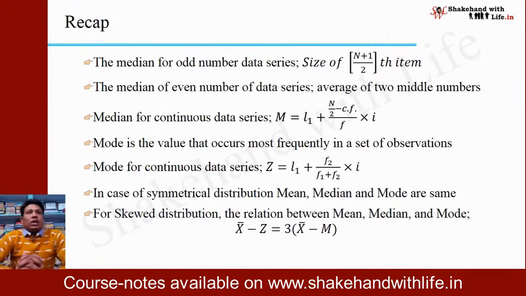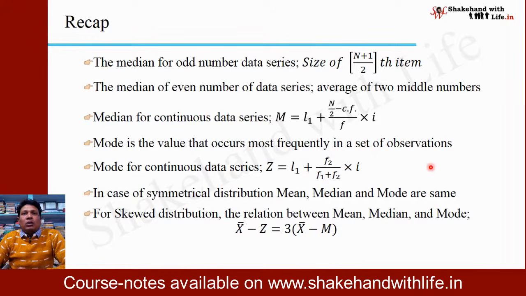So here is a quick recap of this video lecture. The median for an odd number data series is the size of the (n plus 1) by 2th item. The median of an even number data series is the average of the two middle numbers. Median for a continuous data series is given by this formula: L1 plus (n by 2 minus CF) divided by F multiplied by I. Mode is the value that occurs most frequently in a set of observations. Mode for a continuous data series is given by this formula: L1 plus F2 divided by F1 plus F2 multiplied by I.